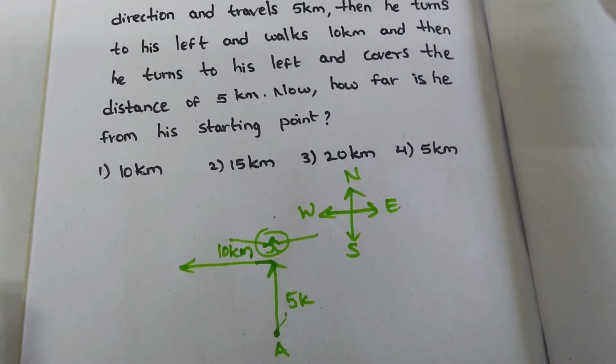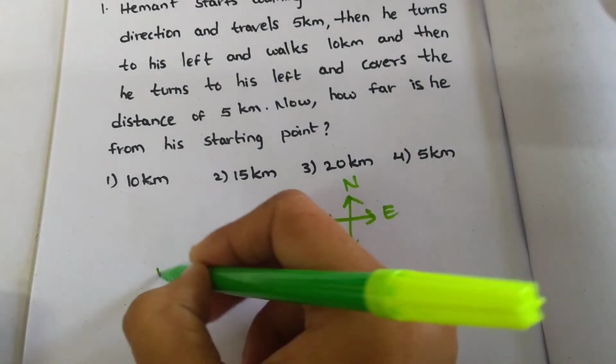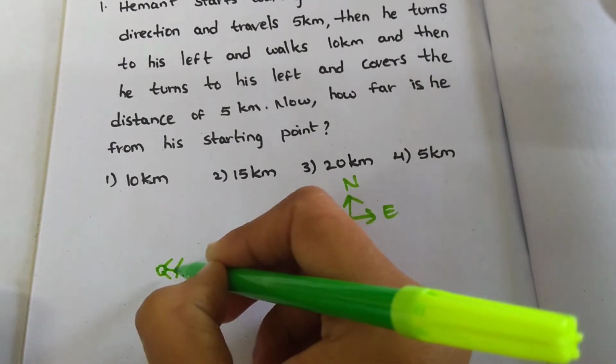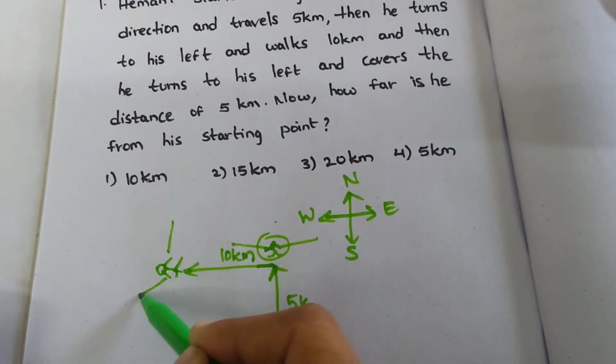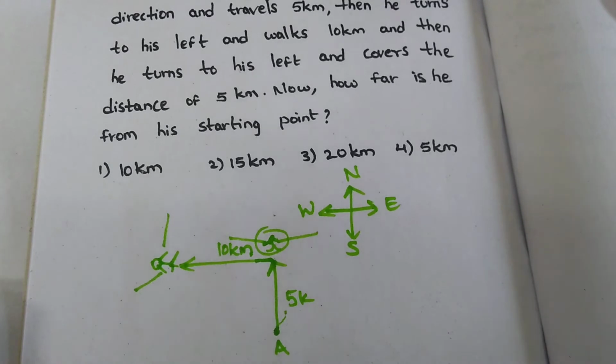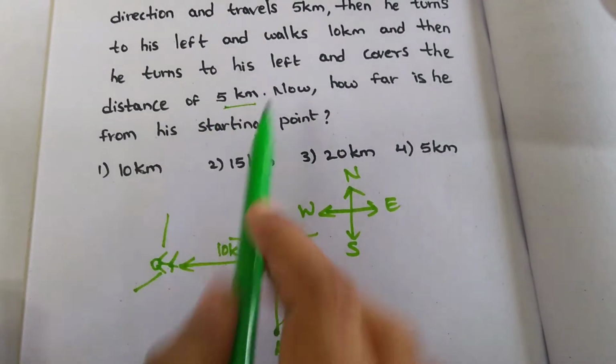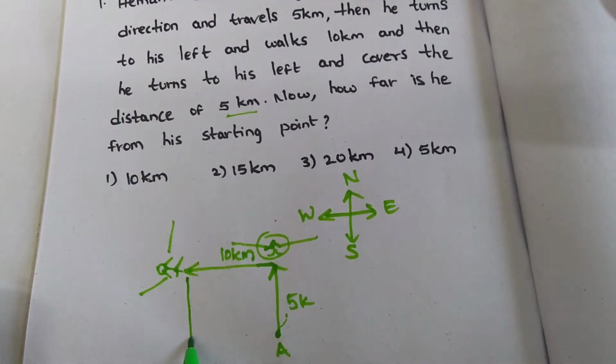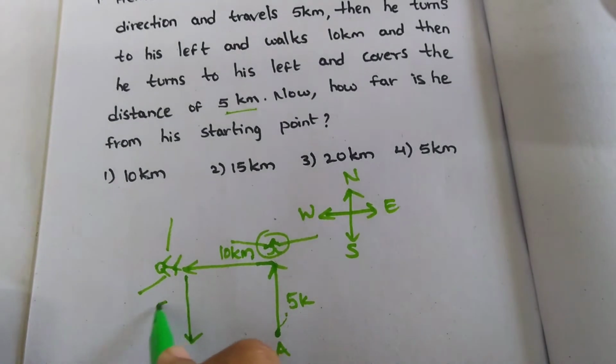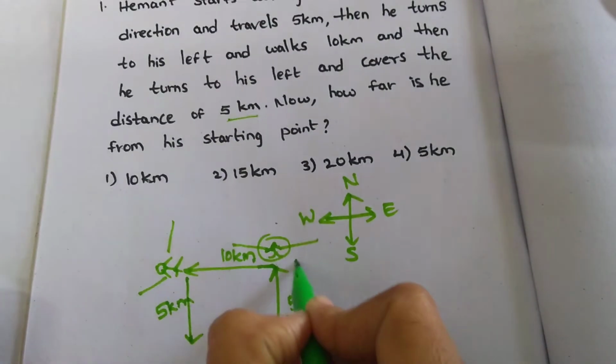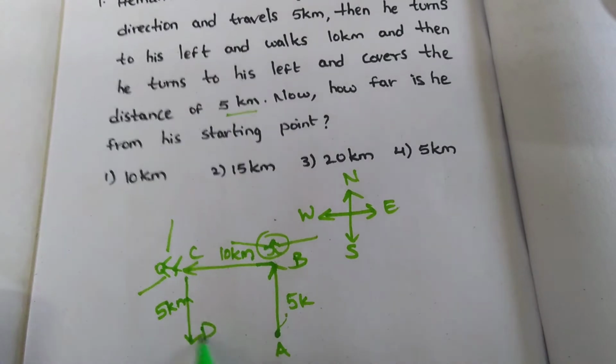And then he turns his left again. This is the right and this is the left. So he turns left and covers the distance of 5 kilometers. This is B and this is C and this is D.